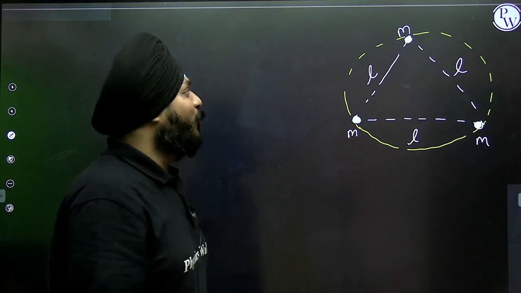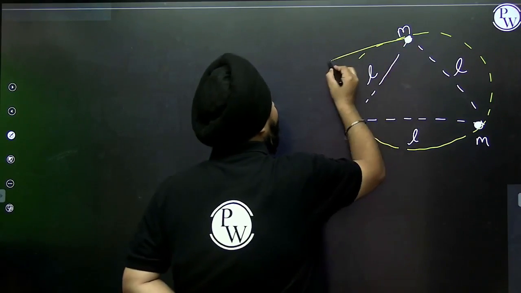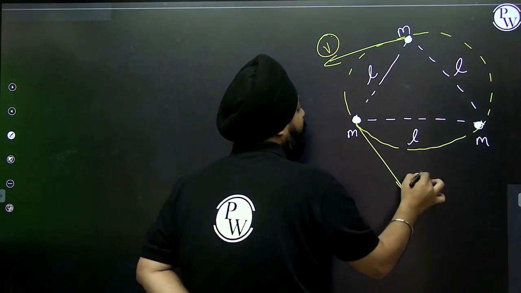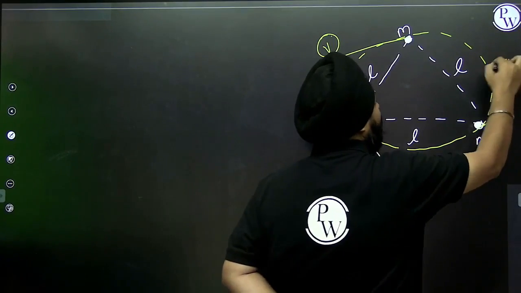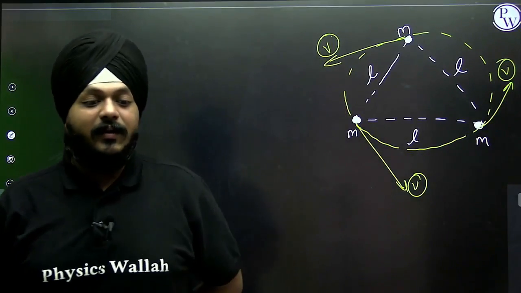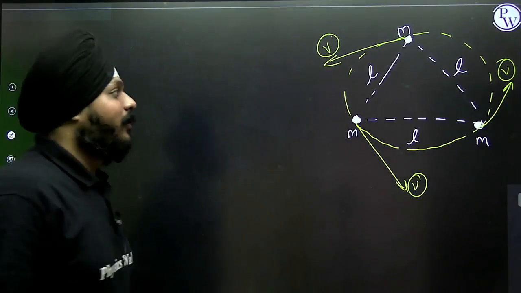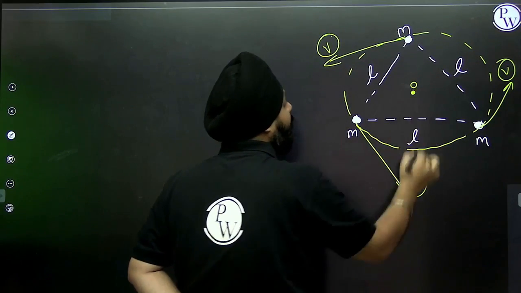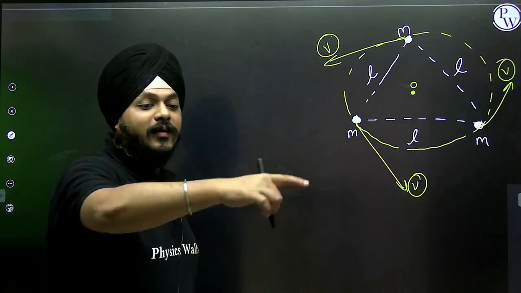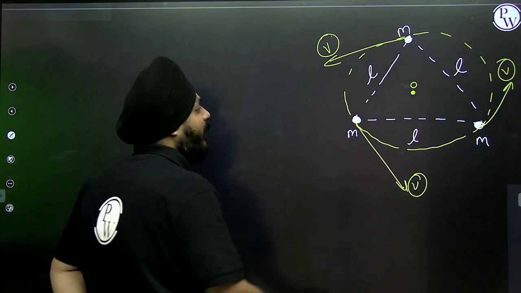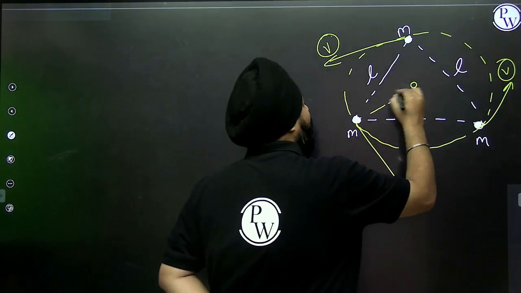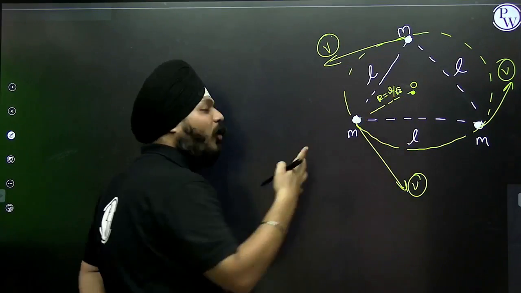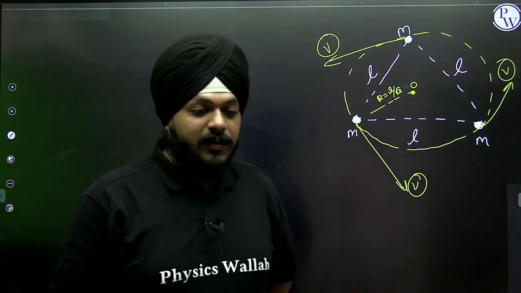Like this way they are going to move. This mass will be having velocity like this way. This mass is going to have velocity like this way. And this mass is going to have velocity like this. With respect to the centroid of the triangle, they are going to move. It means this is the radius and that is L by root 3. This distance you all are aware of, that is L by root 3.